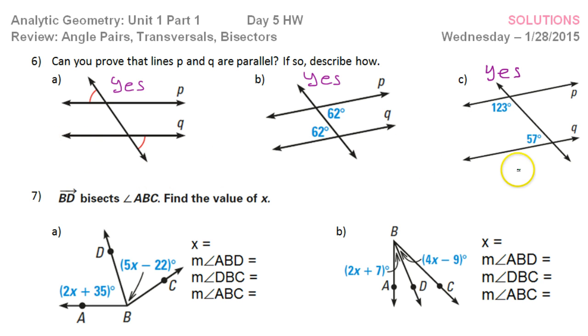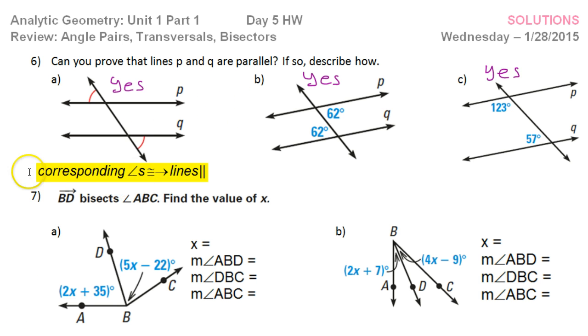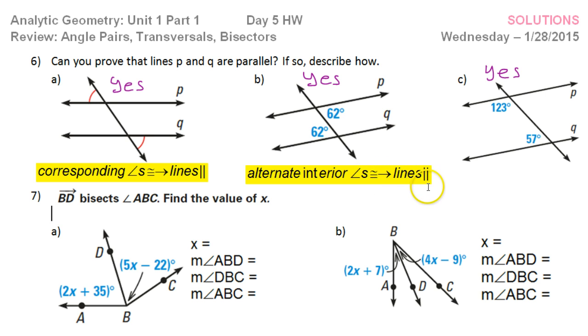So now we have to go back and state our postulates. Here's a brief way of stating the postulate or theorem. Corresponding angles congruent implies lines parallel. Or this could be read, if corresponding angles are congruent, then lines are parallel. Similarly, we'll say basically the same thing, only with alternate interior angles. So alternate interior angles congruent implies lines parallel.